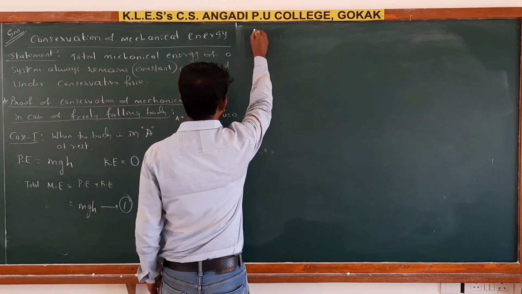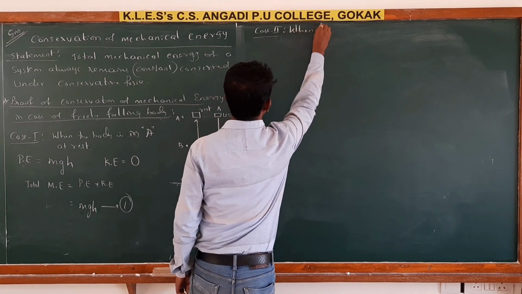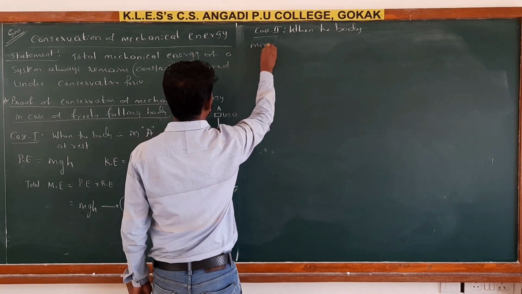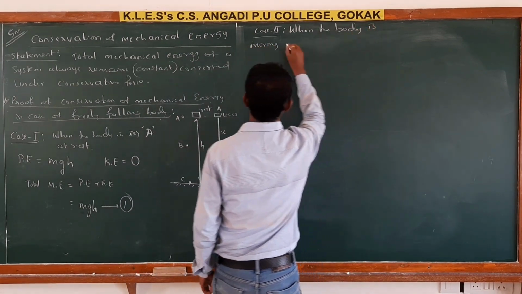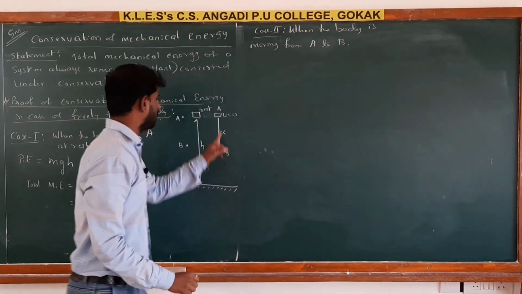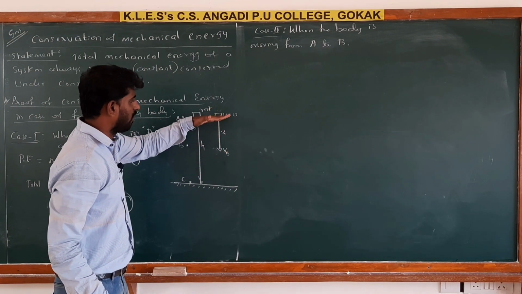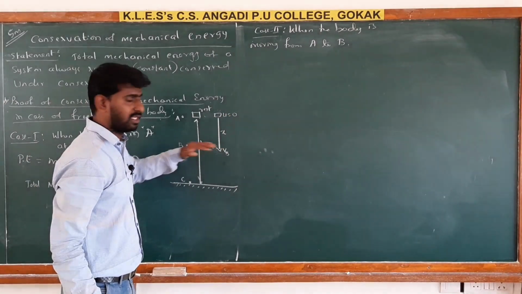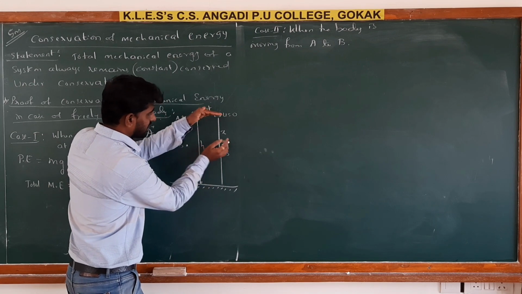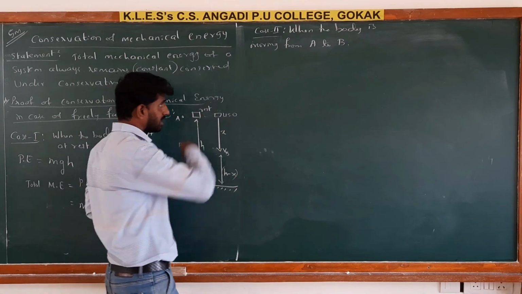So my second case is case number 2: the body is moving from A to B. This is our A position, and this is B position up to here. How much distance has it covered? x. And what about the remaining distance here? If total distance is height h, now this is x, and the remaining distance is h minus x.